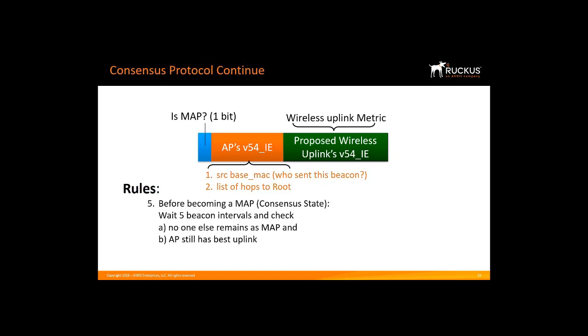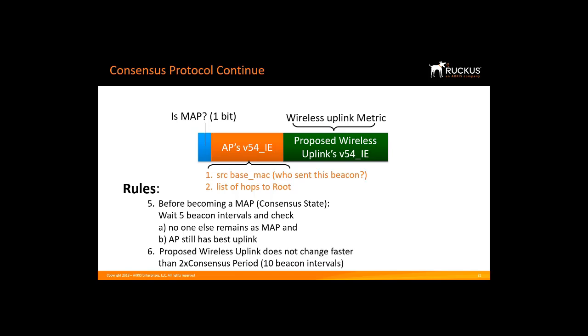Rule 5. Before becoming a MAP, the AP must enter a consensus state. This is a 5-second period which waits for the link state to stabilize. If no one during that period becomes a MAP, then the AP with the best uplink will set its MAP bit and claim MAP status.